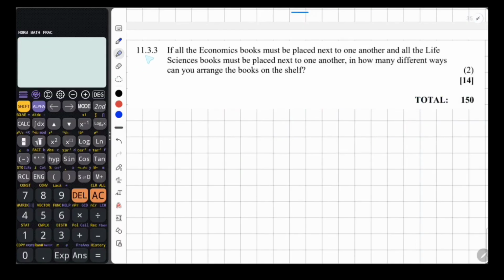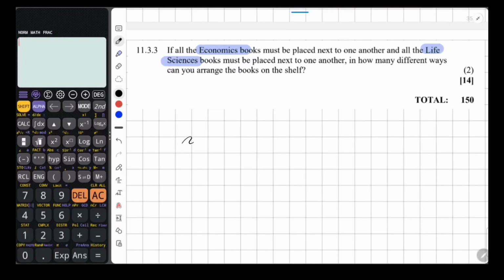Okay, and then we are on to the last question. The last question, 11.3.3 says, if all the economics books must be placed next to one another and all the life sciences books must be placed next to one another, in how many different ways can you arrange the books on the shelf? So again, this is a case of grouping the books. We're placing them next to each other. If you use the same principle in the previous question, this will work out.